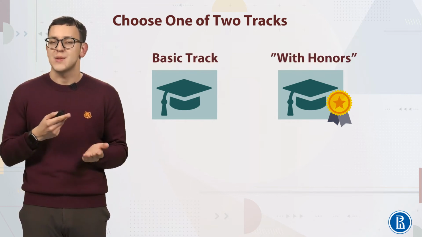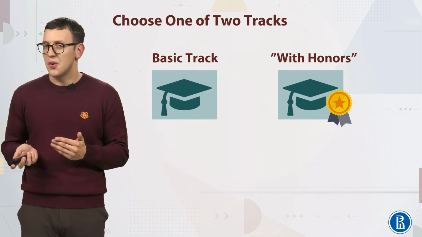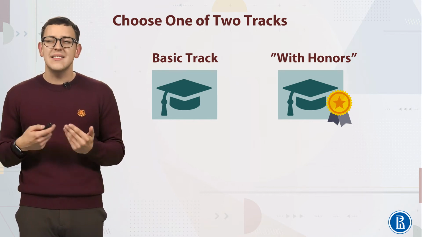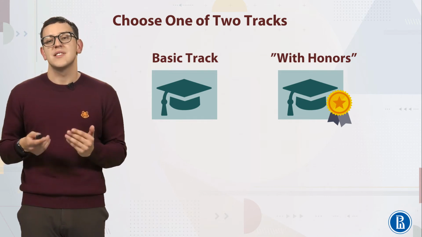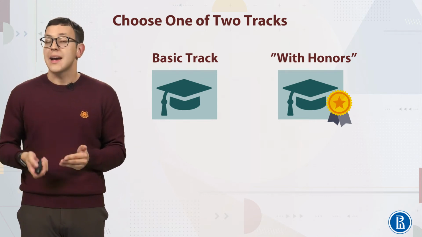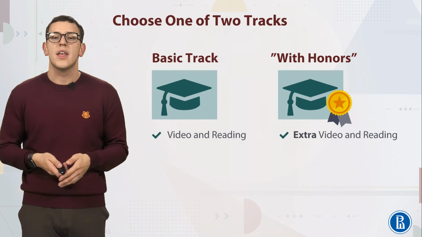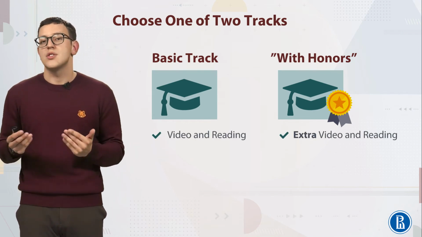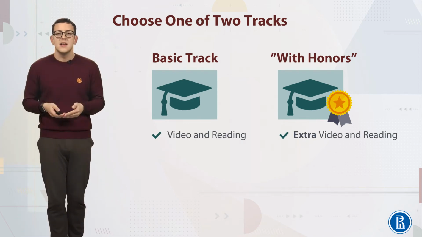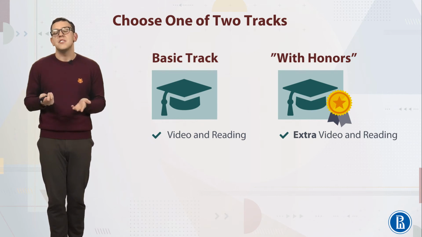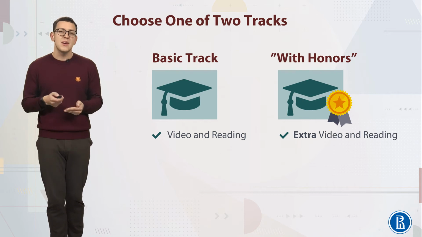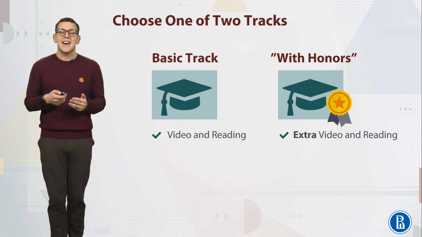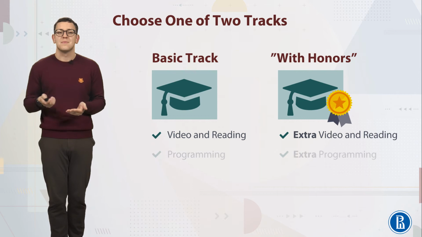In this course, we suggest that you might choose one of two tracks. We call them basic track and with honors track. Mostly they're similar, but there are a few differences which make, for instance, honors track a bit more complicated for some students. First of all, it is different in terms of video and readings. So both videos and readings should be similar in both of these tracks, but at the same time, if you choose with honors, you will get access to extra materials.